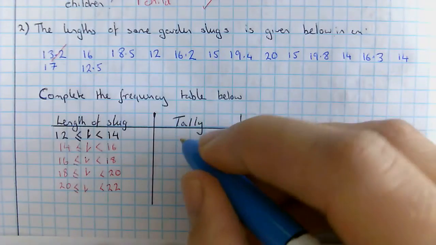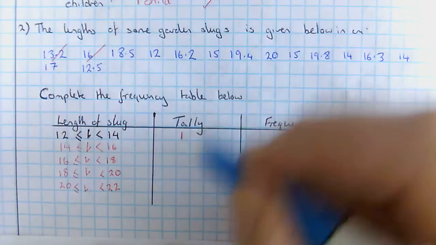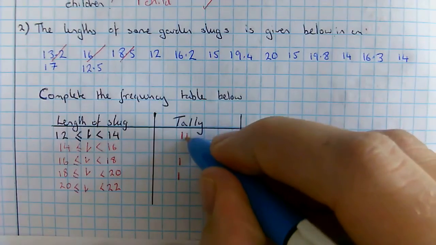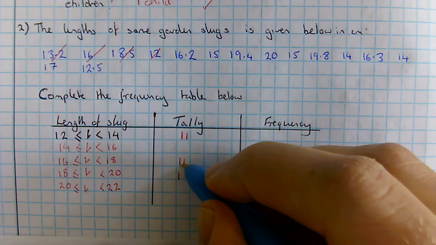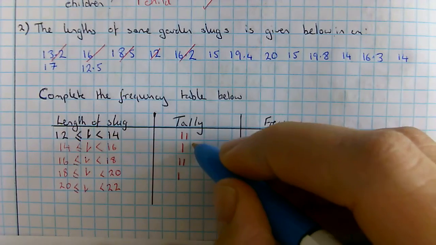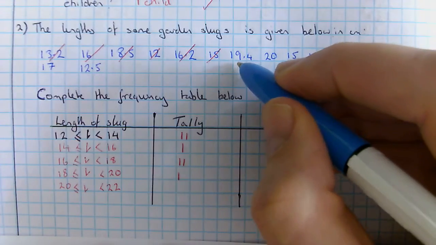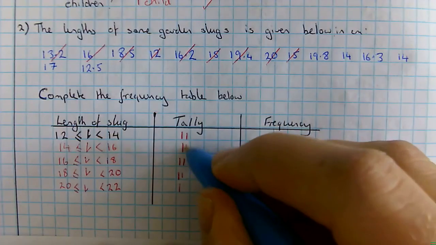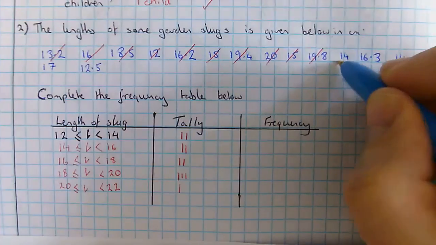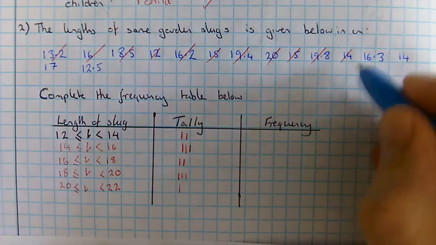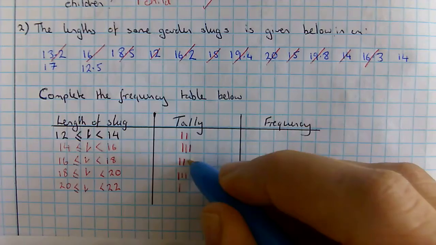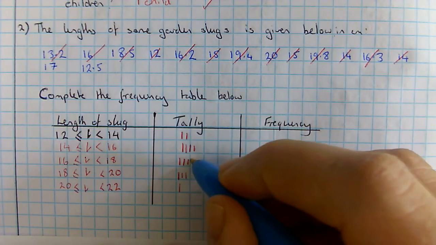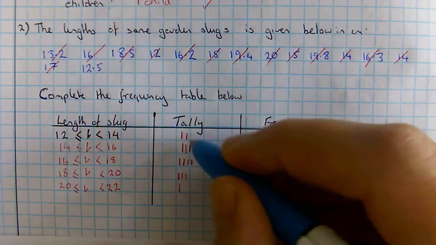Okay, and we're going to start doing our tally. So 13.2 goes into the first one, 16 goes into the third group, 18.5 into the fourth group, 12 goes into the first group, 16.2 into the third, sorry, 15 into the second, 19.4 into the fourth, 20 into that last group, 15, 19.8, 14 goes into that second group, be careful because it's on the cusp, 16.3 goes into the third group, 14 goes into the second group again, 17 goes into the third group, and 12.5 goes into the first group.